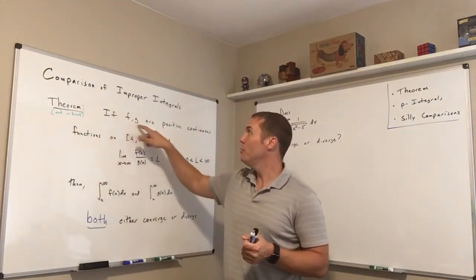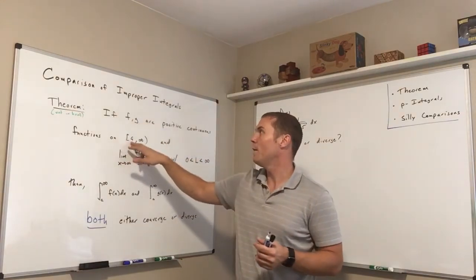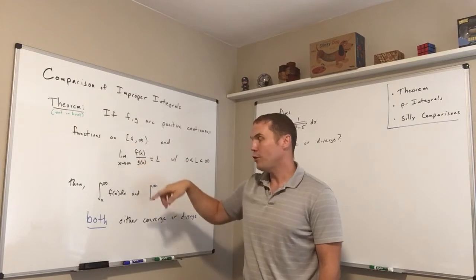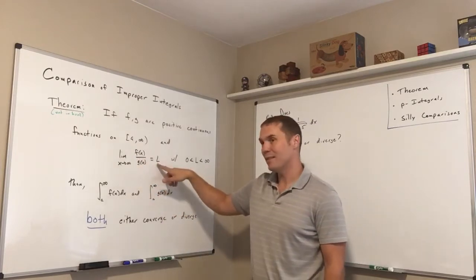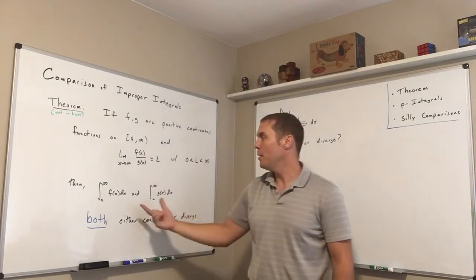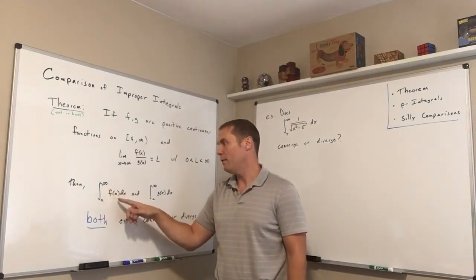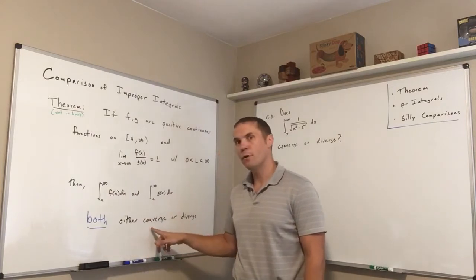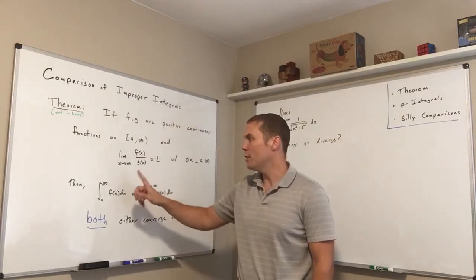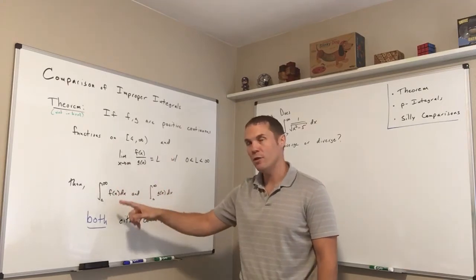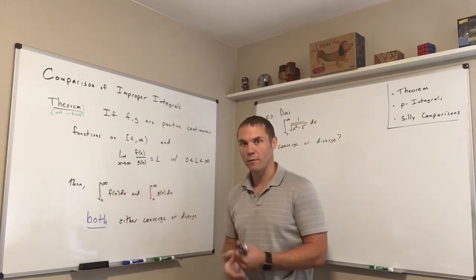This says if I have two positive continuous functions on the interval, or the ray, a to infinity, and if I have the limit of the ratio of those functions, if it exists as a positive and finite value, then looking at the two integrals, a to infinity of both f of x and g of x, both either converge or diverge. Then if I know the condition of one of them, if this one's convergent, that one's convergent. This one diverges, that one diverges, and vice versa.